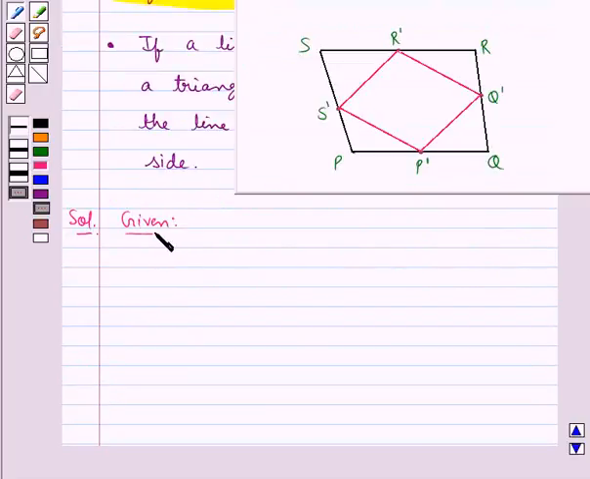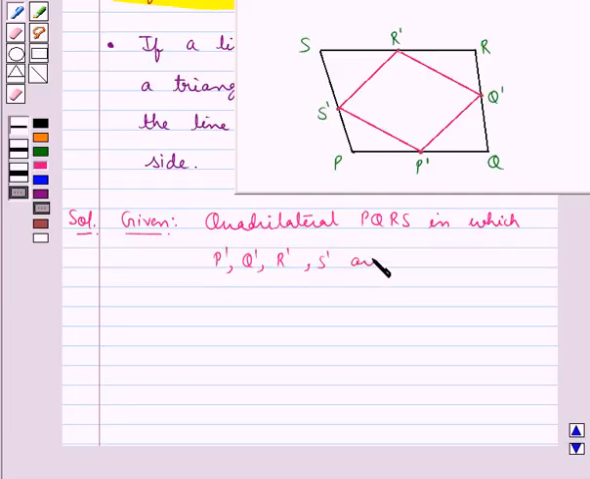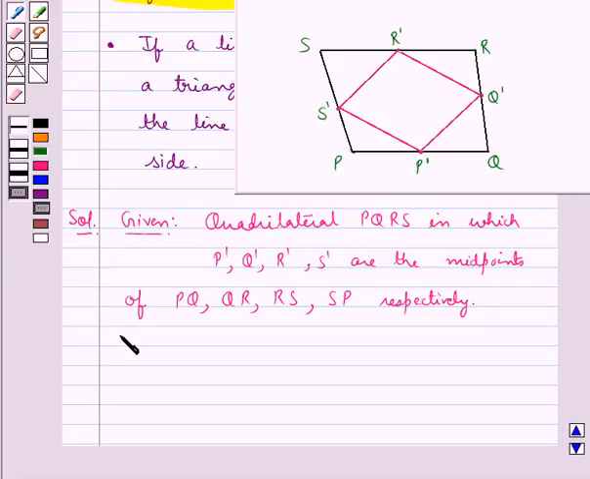Consider this quadrilateral PQRS, in which P dash, Q dash, R dash, S dash are the midpoints of PQ, QR, RS and SP respectively. We need to prove that the line segments joining these midpoints form a parallelogram. That is, we have to prove that P dash, Q dash, R dash, S dash is a parallelogram.